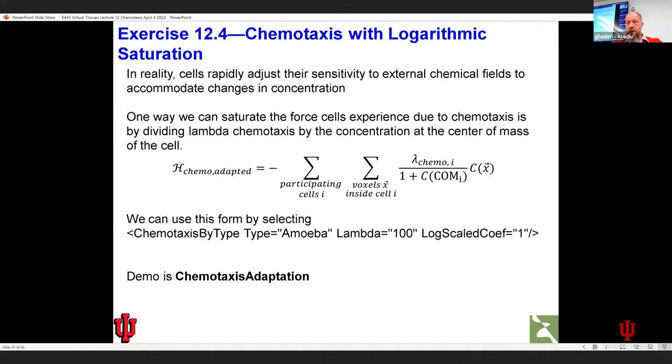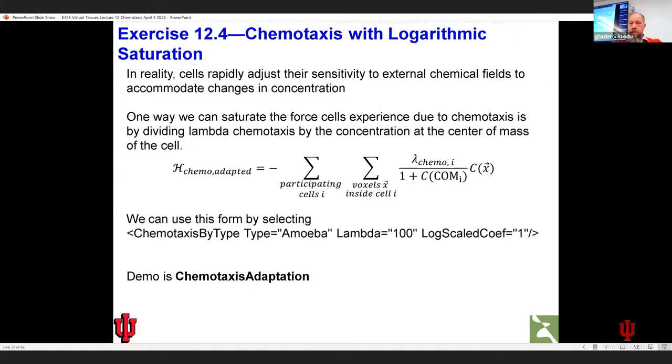So if the cell is in an environment with very little chemical, it has a lot of receptors, so it's very sensitive. If the cell is in an environment with a lot of chemical, it reduces the number of receptors, so it's less sensitive to the same chemical. Conceptually, you could imagine that takes some amount of time. The adaptation doesn't happen instantaneously, but it happens pretty fast. And what's called perfect adaptation assumes that adaptation happens instantaneously, which is what we're going to simulate.